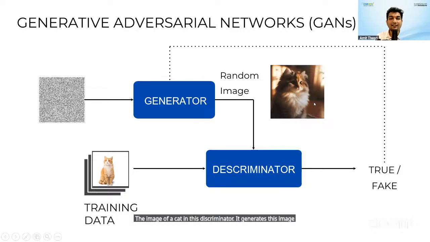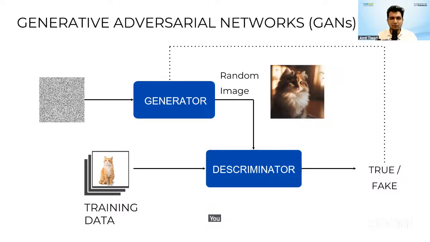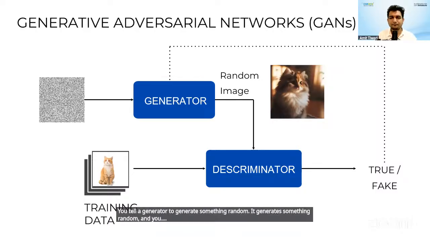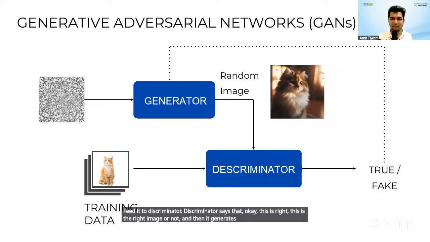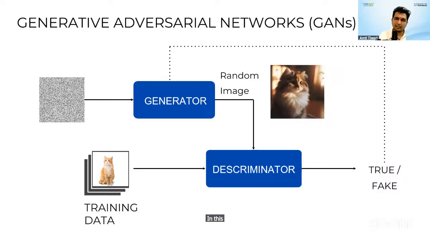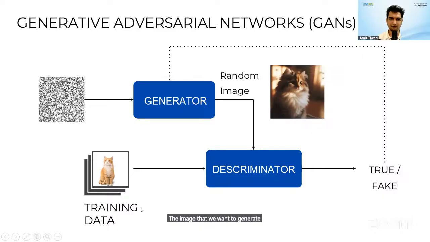So it's an iterative process where you feed in random noise, you tell the generator to generate something random, it generates something random, and you feed it to the discriminator, which says whether this is the right image or not. Then it generates again and again, until it generates an image that passes as the image that we want to generate. So this is one way, and this is how GANs work.